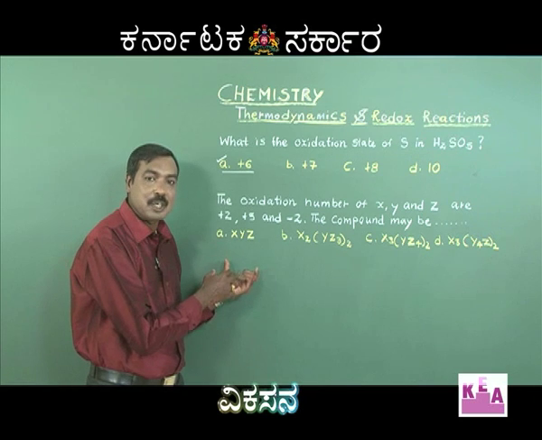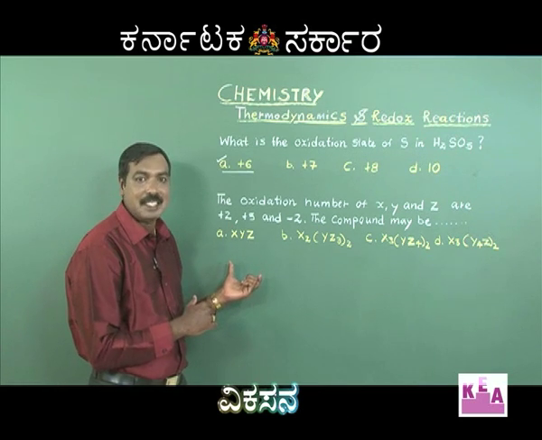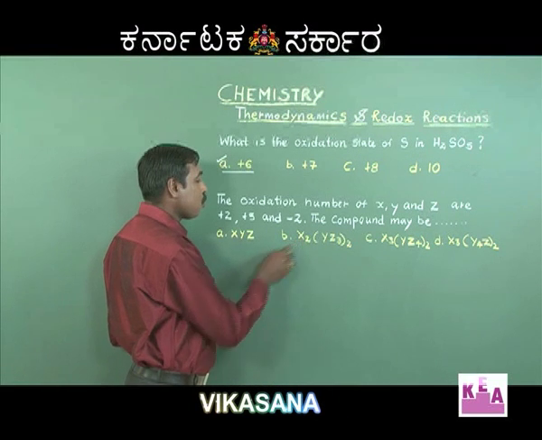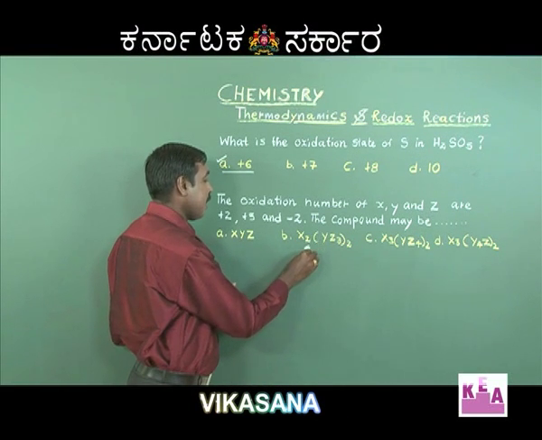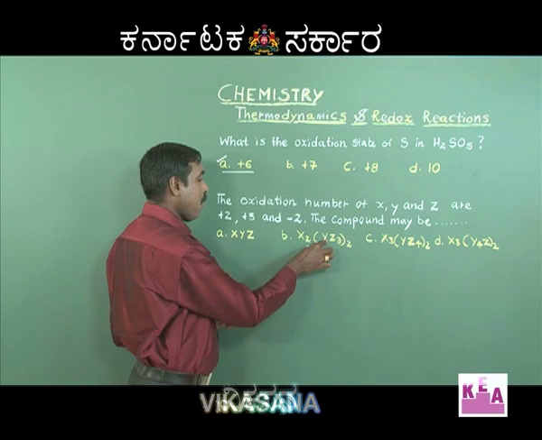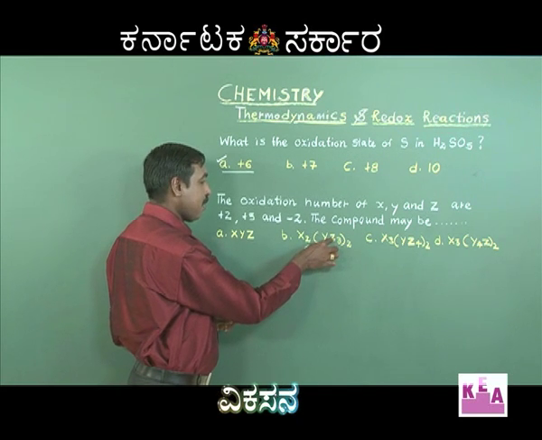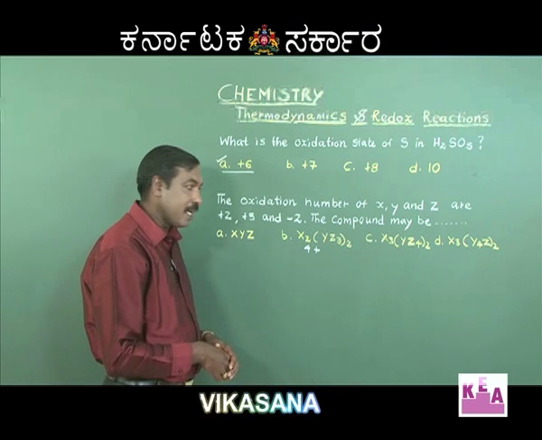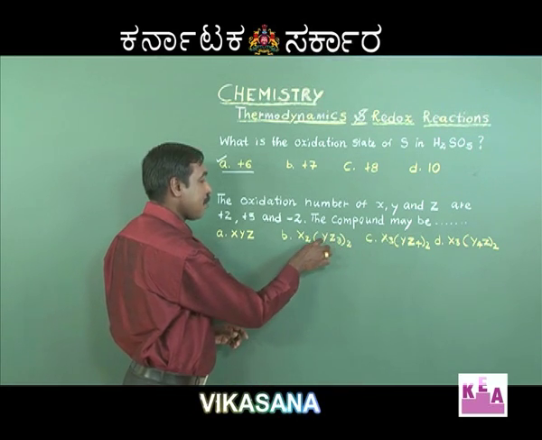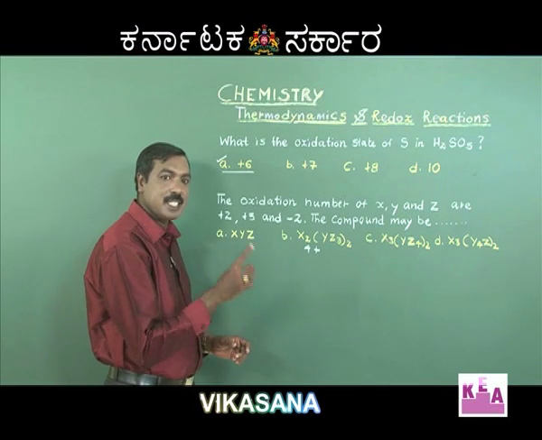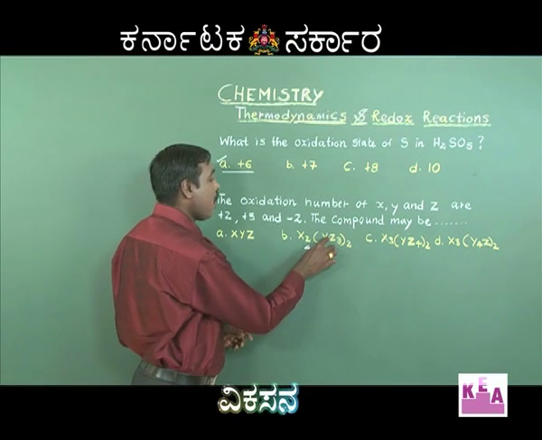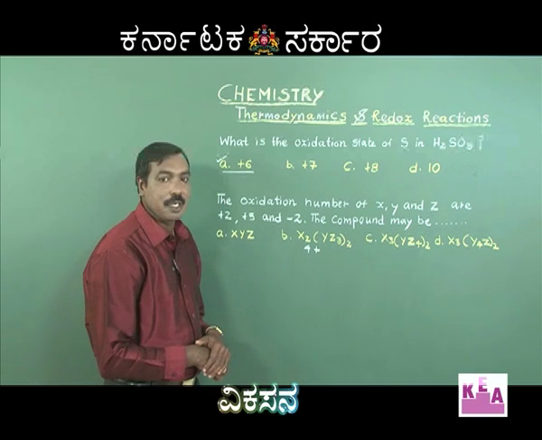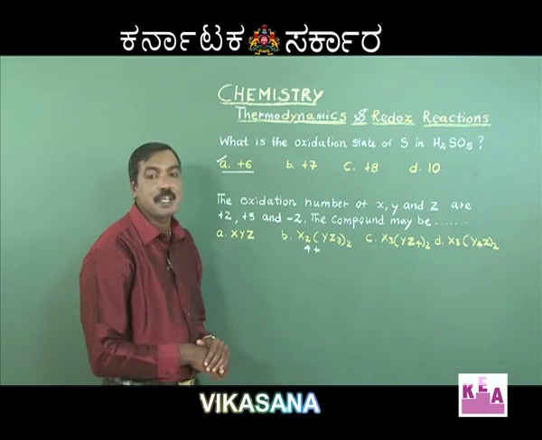This may not be the right option. Hope you are getting the answer now. Let me work it out. 2 into 2 happens to be 4, again plus I have Y, that is 5, minus 2 into 3, minus 6, minus 6 plus 5 is minus 1, minus 1 into 2, again I don't think I am getting 0 here. So even this cannot be the right option.